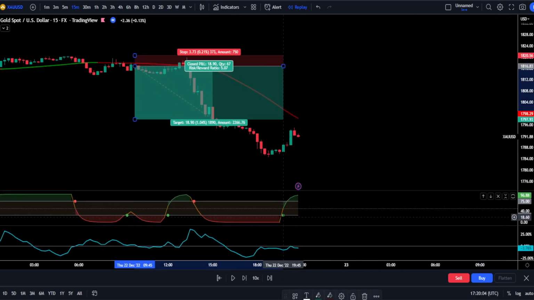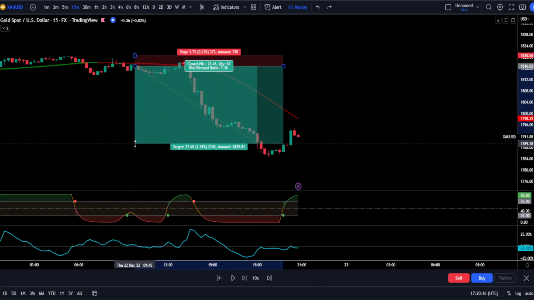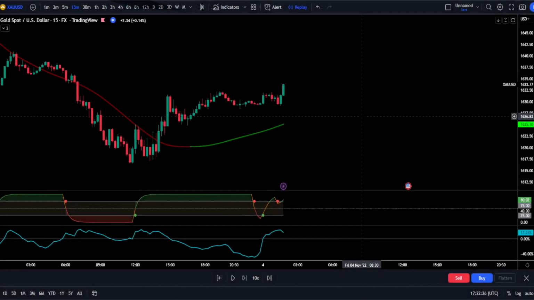So here we had a valid exit signal from our STC, and we would have managed to return around a 7.36 risk to reward ratio, which is definitely some really nice returns. I'll show you one more example of a long trade before we get into our backtesting.